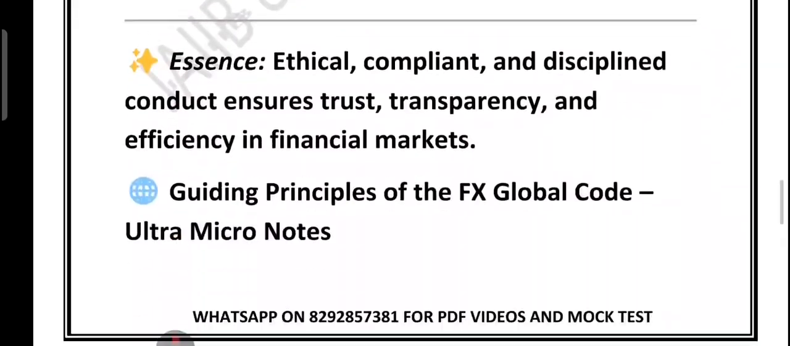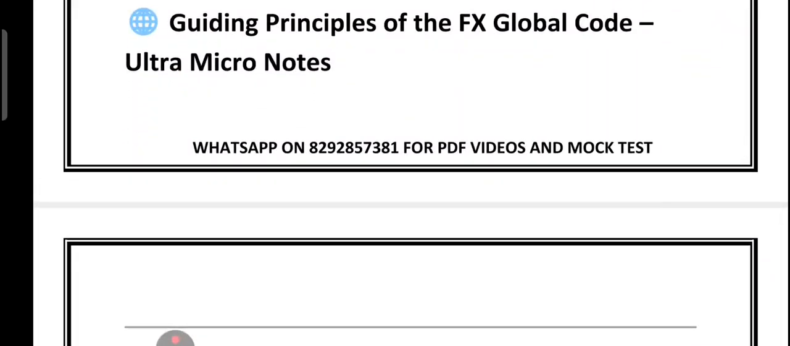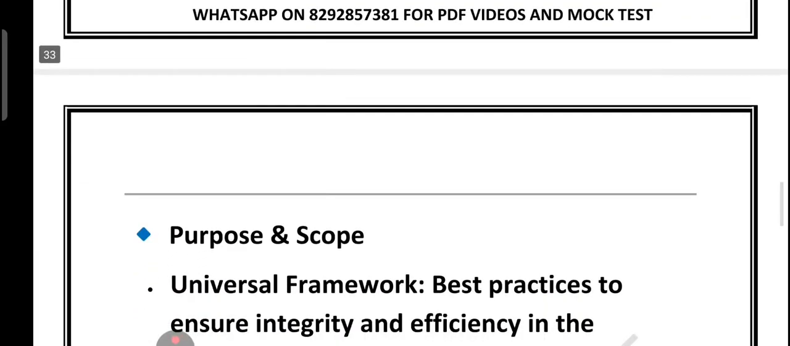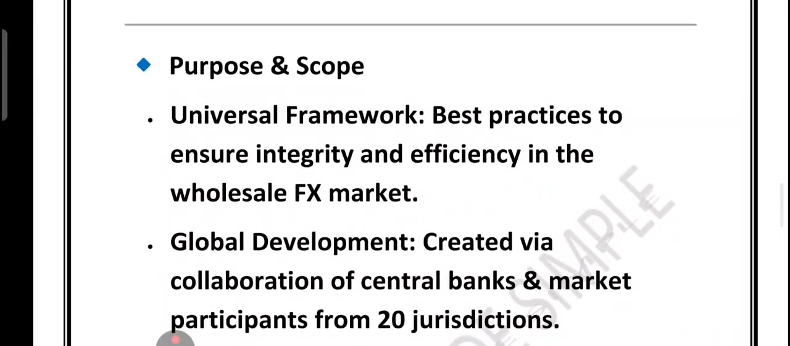Now, guiding principles of the FX Global Code. So friends, let's now explore the guiding principles of the Foreign Exchange Global Code, which is like a global benchmark for ethical and efficient conduct in the foreign exchange market. Starting with the purpose and scope.